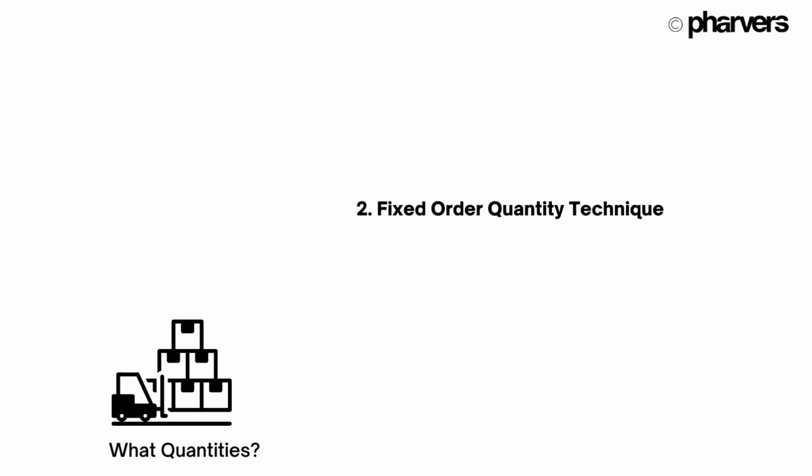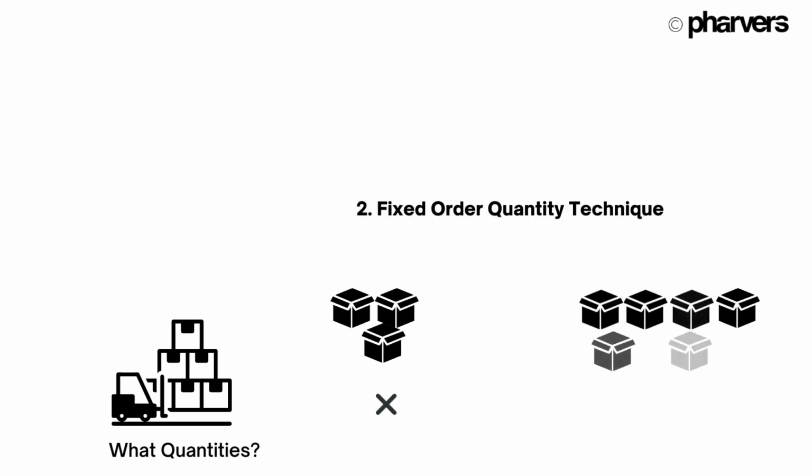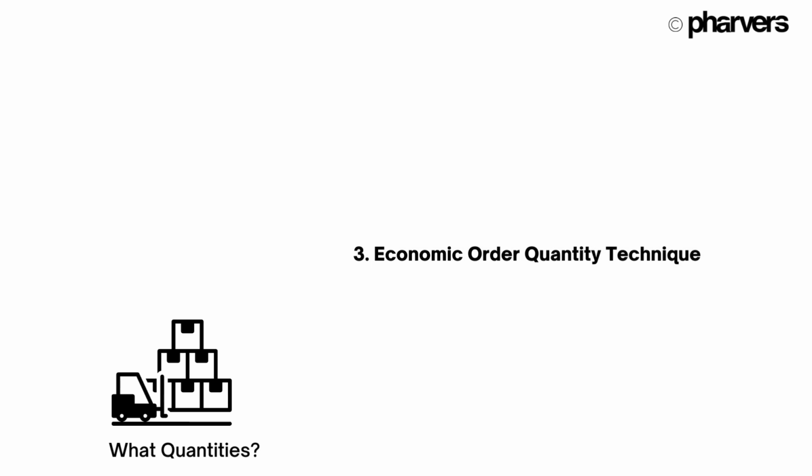Fixed order quantity technique. In this method, medicines are ordered on a predetermined fixed quantity or multiples of the same. This method of ordering is ideal in situations where demand for your medicines is relatively stable across a long period of time. The third technique one can use is the economic order quantity technique.